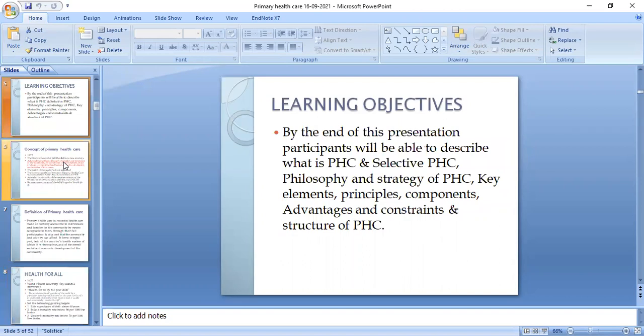By the end of this presentation, participants will be able to describe what is primary health care and selective primary health care, philosophy and strategy of primary health care, key elements, principal components, advantages, constraints, and structure of primary health care.